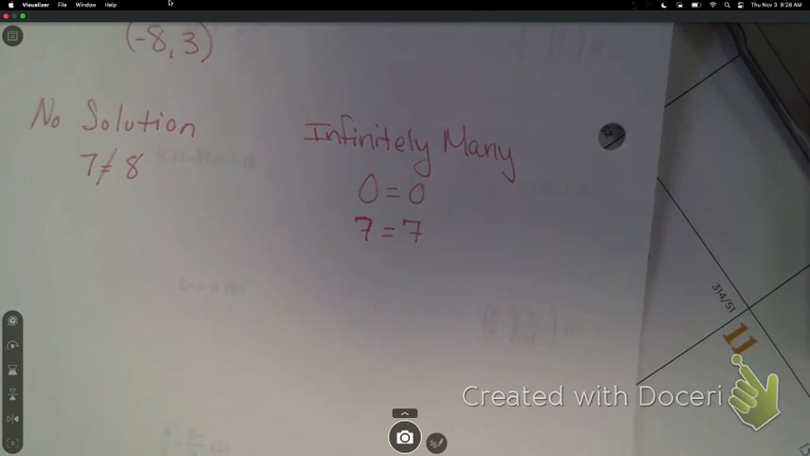I've got a question. You do have a back. You said we're not going to have any questions with fractions, but yet we did one with a fraction.